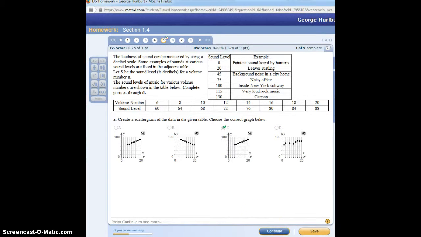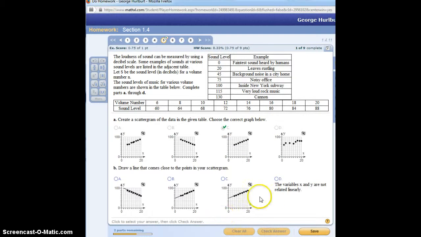Yeah, okay. Once we have that, we want to find this graph again, and then we want the line going through it, so that one has to be that one.